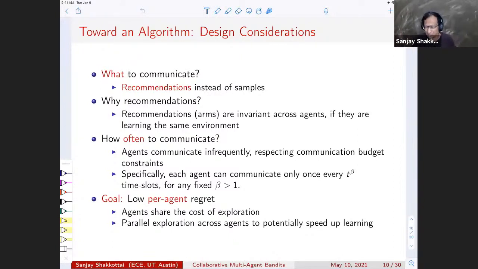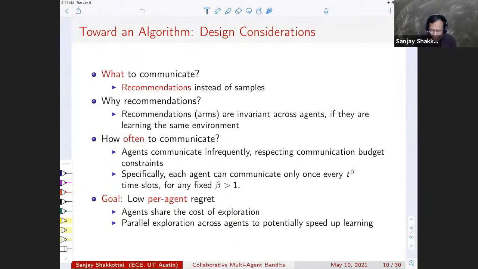So restaurant, but we are not going to explore this ordering versus samples in this talk. This is just a high level motivation of why we focus on exchanging recommendations. Second question is how often to communicate. Agents should communicate infrequently, especially with a large number of agents, so that you don't overwhelm the network.